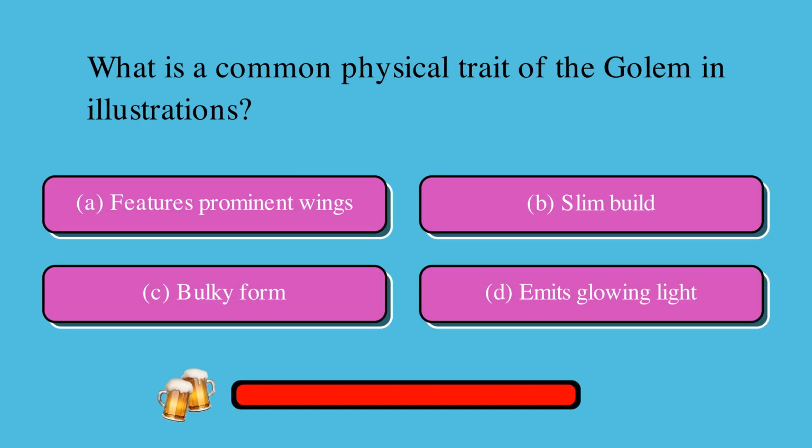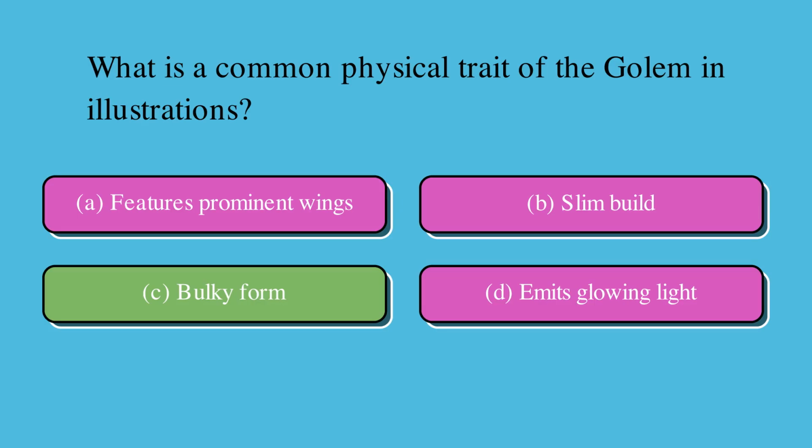What is a common physical trait of the golem in illustrations? Is it A, features prominent wings, B, slim build, C, bulky form, or D, emits glowing light? The correct answer is C, bulky form.